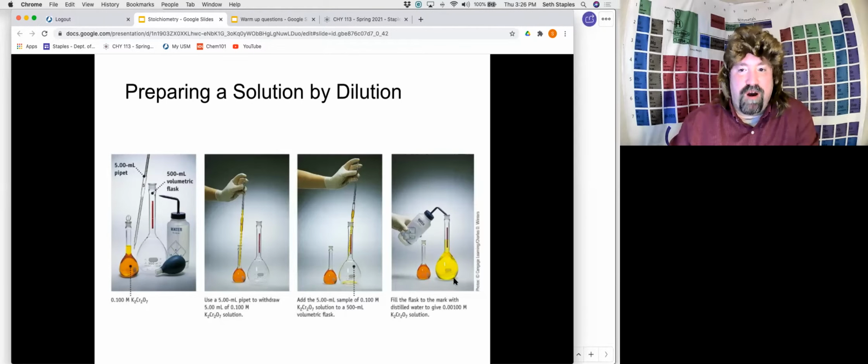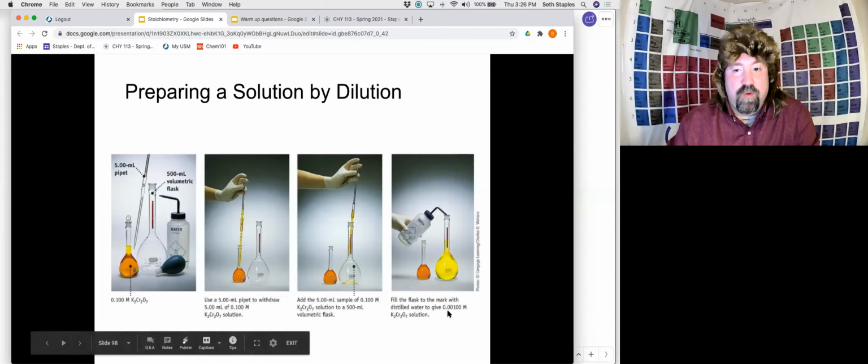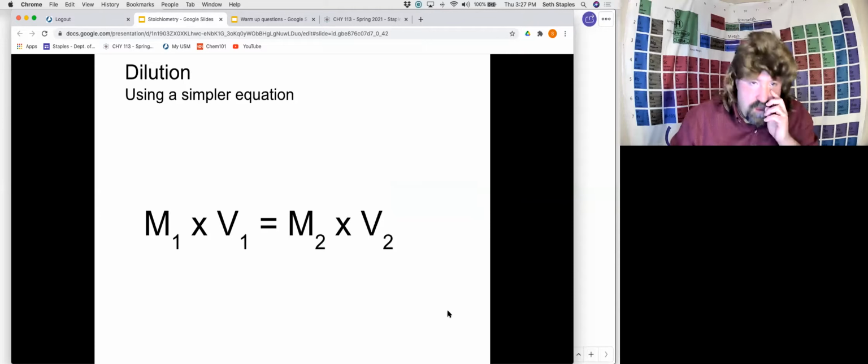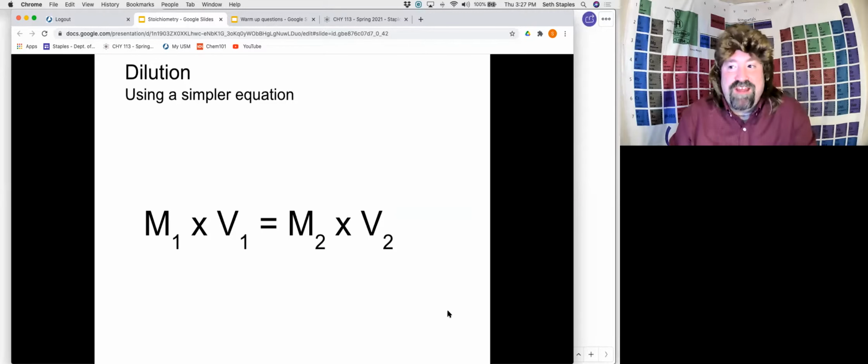We add enough water to get to our total volume of 500 milliliters. And once we do that, now we have 500 milliliters of the 0.00100 molar solution. So it's the same exact idea. And what we need is a way to figure out how much of the original solution we need. So any time that we're doing something like this, we use what we call the dilution equation.